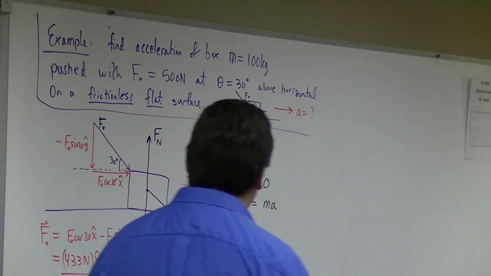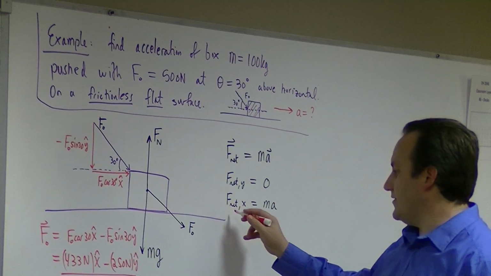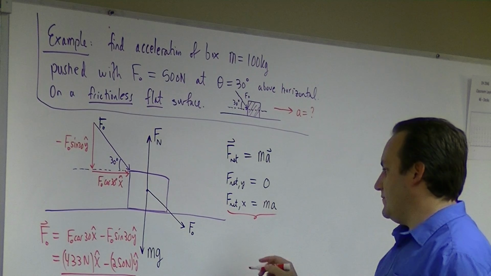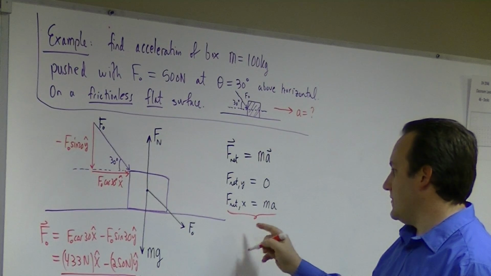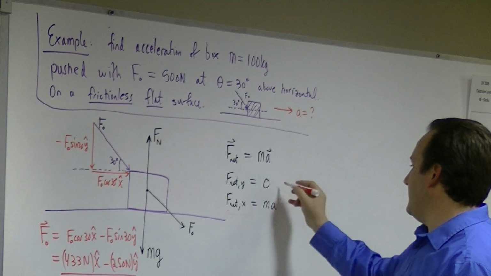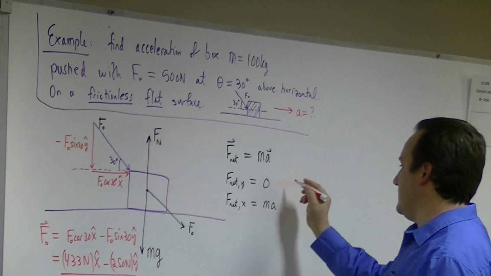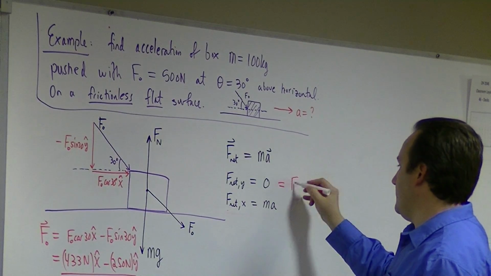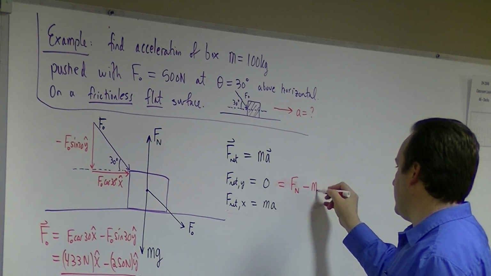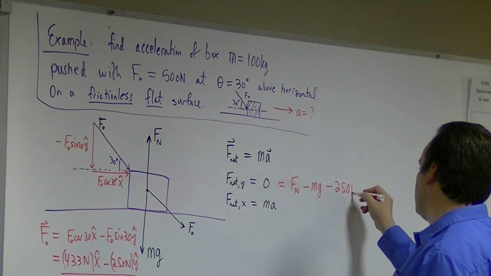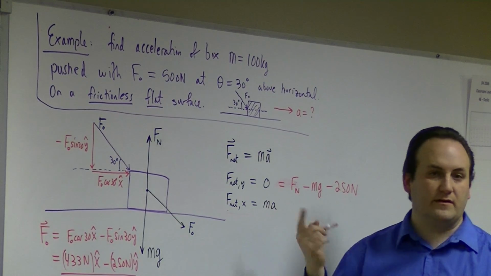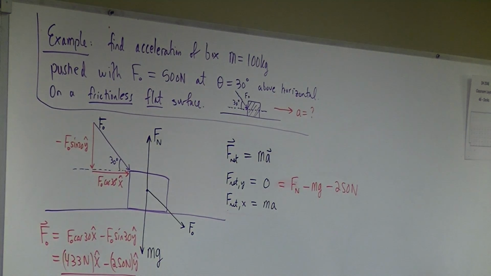And then how do I solve this problem? Bring it all together, right? So in the y direction, what we got? Let me just expand this. So this is 0 equals to what? 0 is equal to the normal force minus the weight, right? Minus 250 newtons, because that's the y component of the pushing force, which is downward.